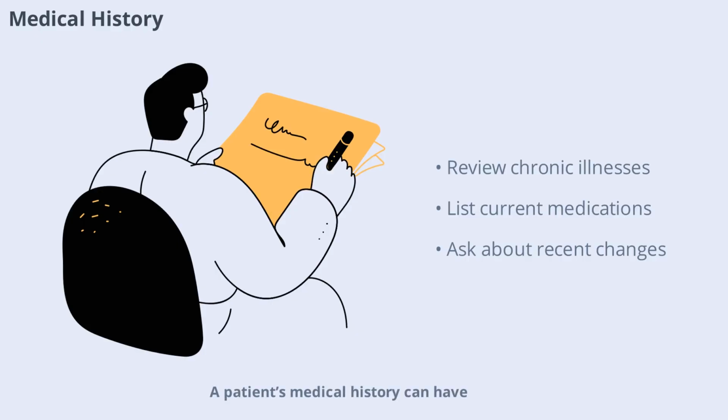A patient's medical history can have a significant impact on their mental health. Ask about chronic illnesses, medications, surgeries, and any recent physical health changes. Some medical conditions or medications can mimic or worsen psychiatric symptoms. Understanding the full picture helps you make accurate assessments and avoid missing important clues. Always consider the interplay between physical and mental health in your evaluation.